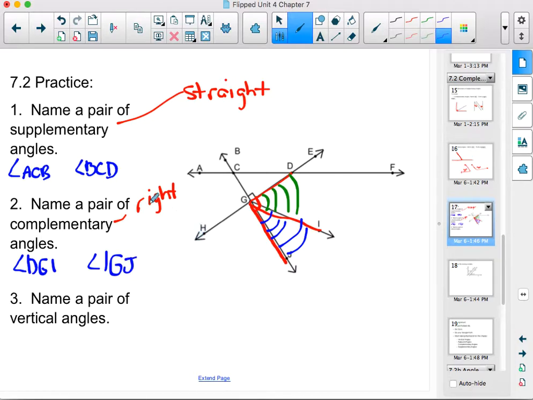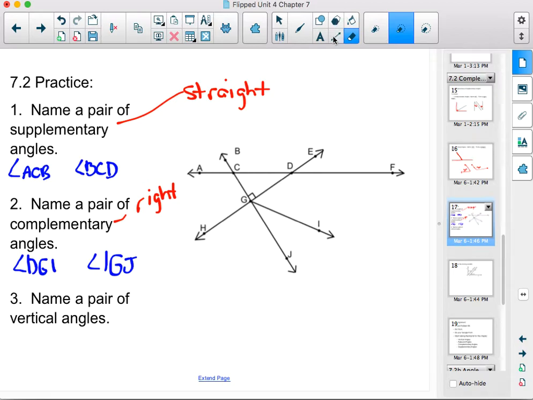Okay? So there are no other complementary angles in this diagram, so you don't have to find another pair. Just make sure you understand why they are complementary and how to find your own example of complementary angles in a diagram for tomorrow. I'm going to erase this one more time.